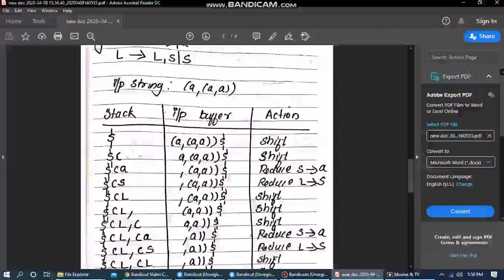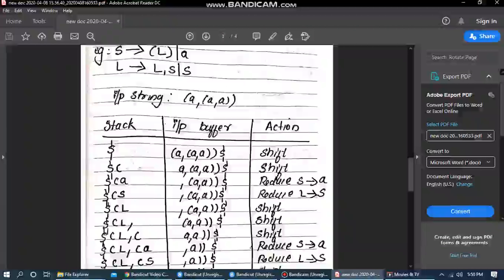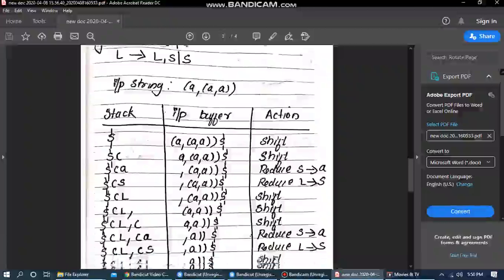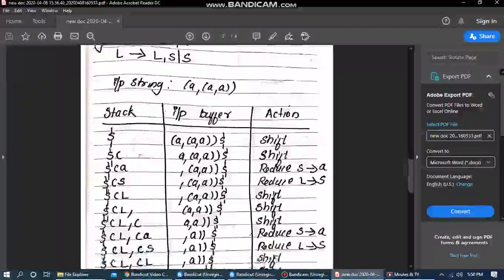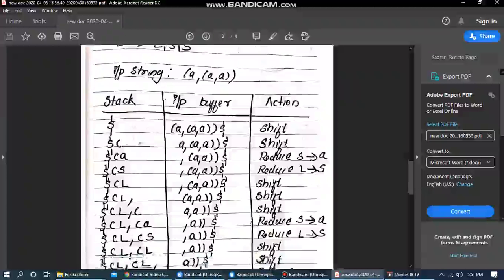So again that row is filled with the input buffer. Again we compare that stack with the grammar in order to conclude which action to be performed. So S is there, again S is there. We can reduce L gives S. In the second production, in the place of S we can write L. Okay, remember that we need to get the starting symbol capital letter S alone in this stack. Okay, that is our aim. So S is replaced with L.